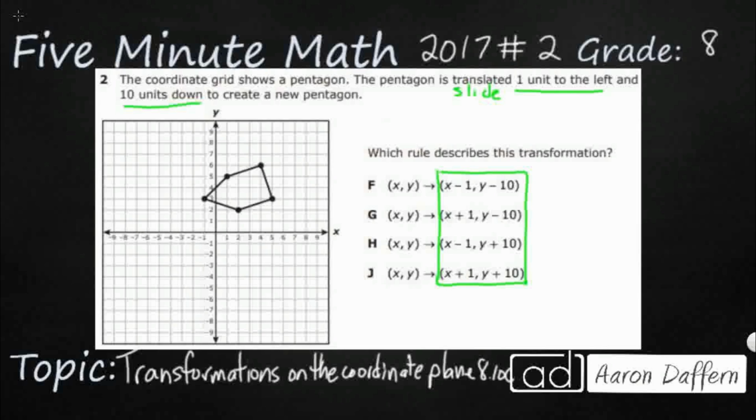Because what we're doing is adding or subtracting to the x and the y, and that's all we're doing. We're not multiplying. We're not inverting the positive or negative. Let's see. So F: we get minus 1, minus 10. Let's take this point right here. That is negative 1, 3.